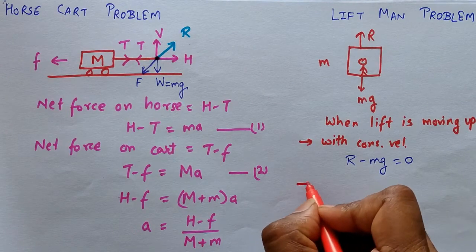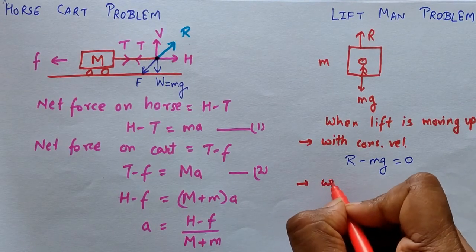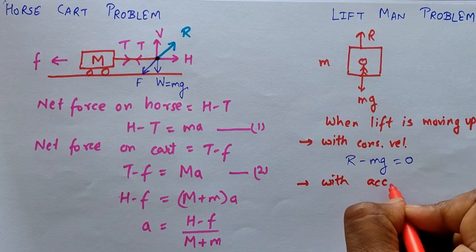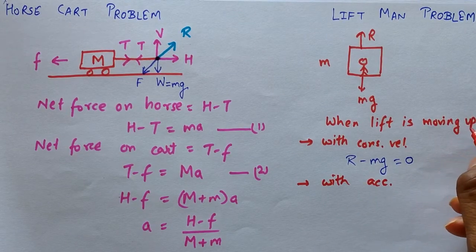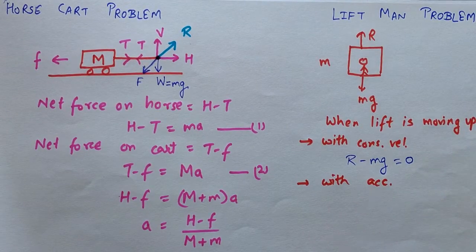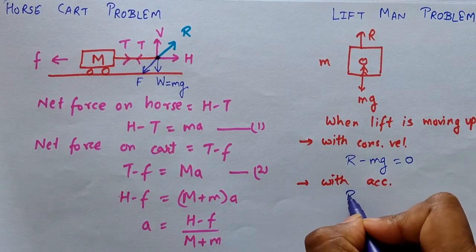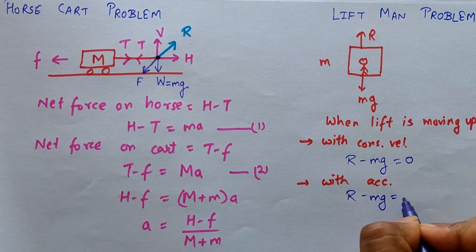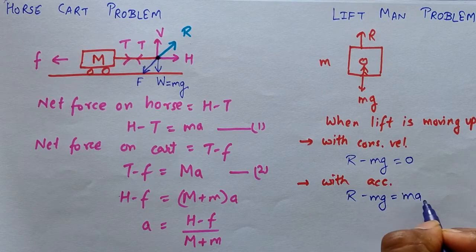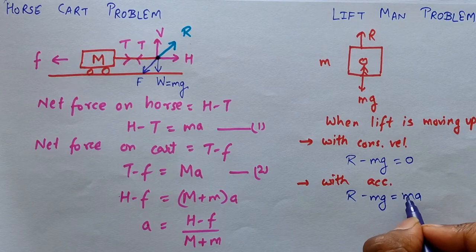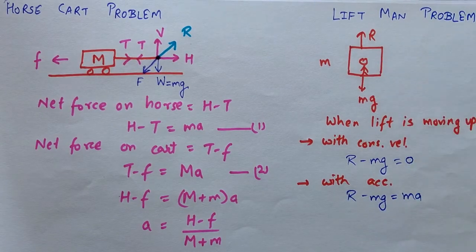But when the lift is moving upward with some acceleration, then I can write it as R minus mg, and it will be equal to ma. That is the acceleration of the lift, and m is the whole mass of the lift and the man.